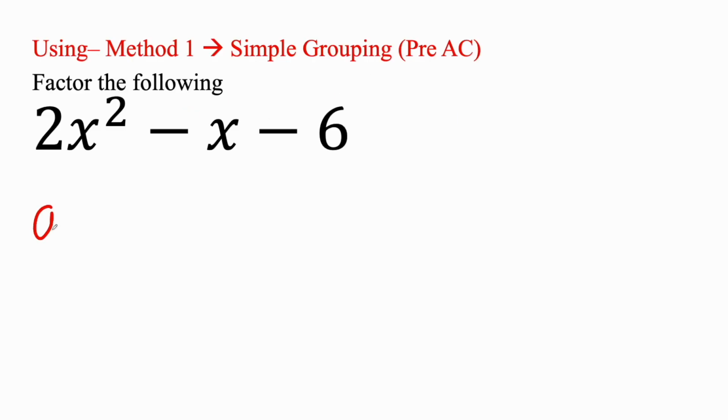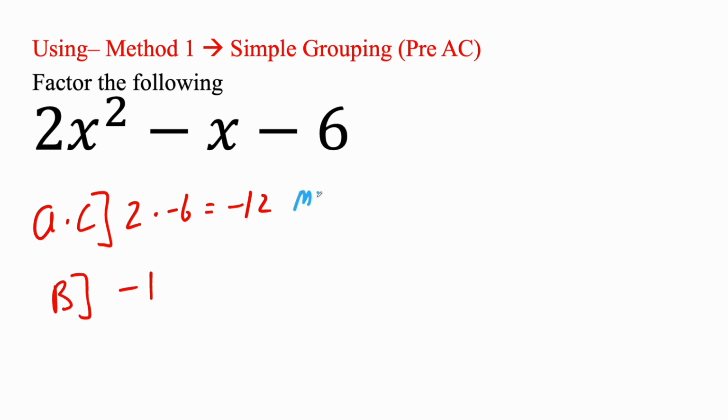So we care about A times C. Now, our A term is the coefficient in front of the x squared, so 2 times C. Our C is the constant, so negative 6. So A times C is negative 12. Our B term would be the coefficient for our x term. So that's just going to be negative 1. Now A times C represents multiplication and B represents addition or sum.